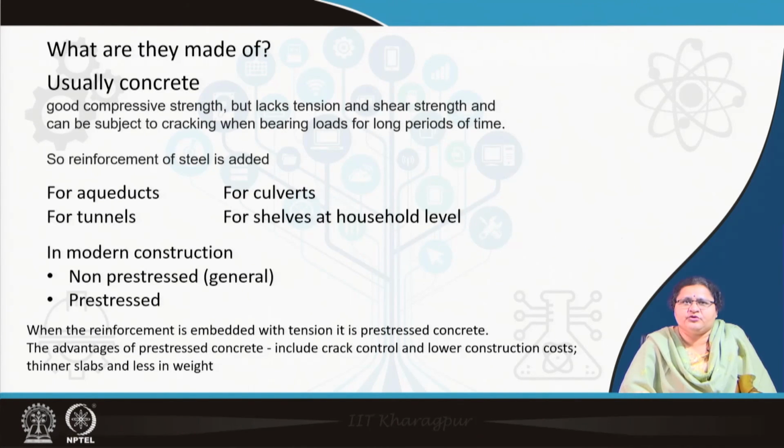So, if we come to what they are made of, usually they are made of concrete, which has good compressive strength, but lacks tension and shear strength, which can be provided by reinforcing it. Earlier, during the Romans, we had seen it used for aqueducts, culverts, tunnels. Presently also these areas are covered. In buildings, in regular households, we see precast shelves, and precast manhole covers.